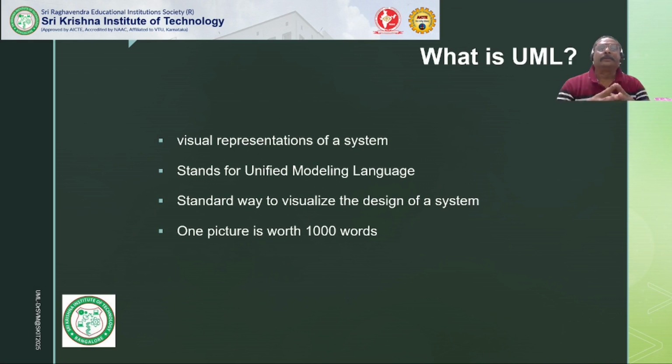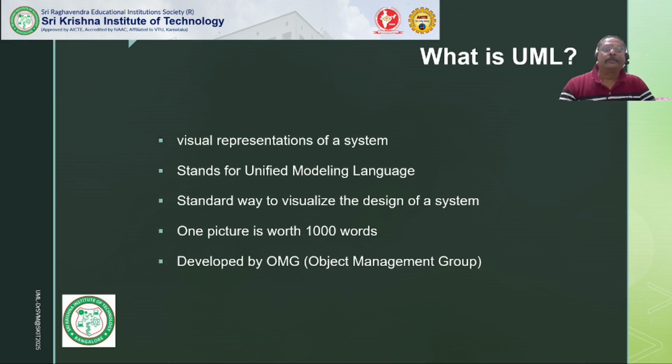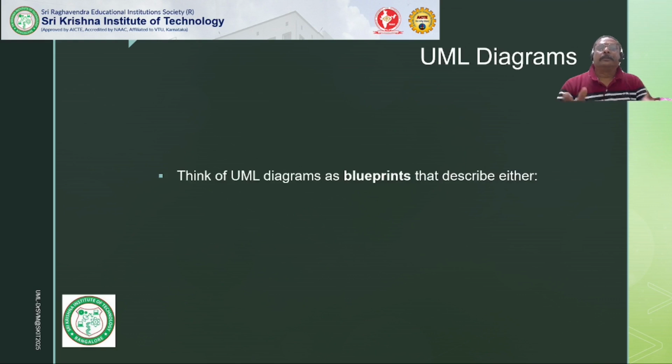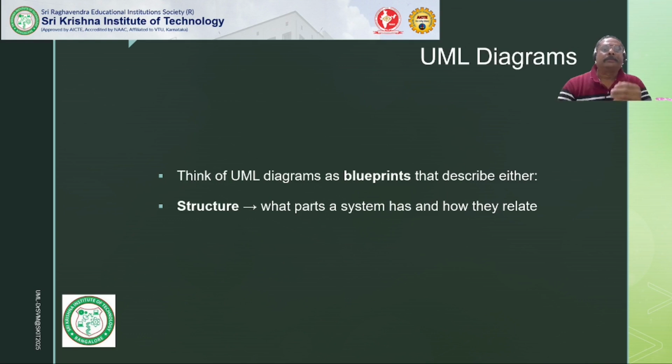So better, instead of talking thousands of words, just put it in one picture, and that conveys most of the information we wanted to convey with no confusion. Unambiguously, we can convey it. And this was developed by OMG, the Object Management Group. UML diagrams, in the simplest way, you can think of as blueprints that describe the structure, that is, what parts a system has and how they are related. So what are the parts a system consists of and how are they related.